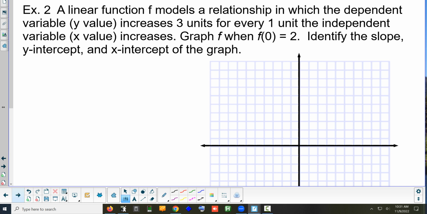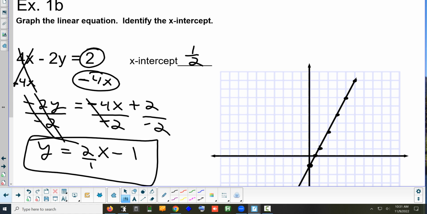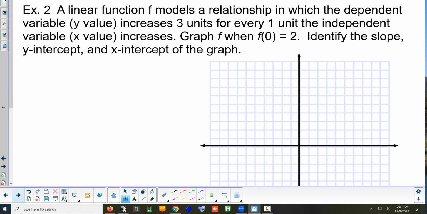Okay, so let's read through it and then see what it's telling us. But you're going to end up doing this problem exactly the way you did this one. And once you know the wording, this problem is actually faster than the last one. So it says we have a linear function, which means we're going to be drawing a line.